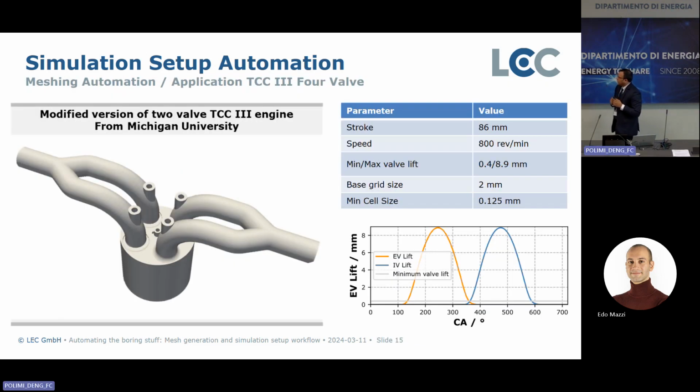So I used this automation and then applied it to this engine, which is a TCC3 engine from Michigan University. This is a modified version of it because the TCC engine originally is a 2-valve engine, and we modified it to a 4-valve engine. It has an 86 millimeters stroke and 800 RPM, and we chose the base grid size here as 2 millimeters.